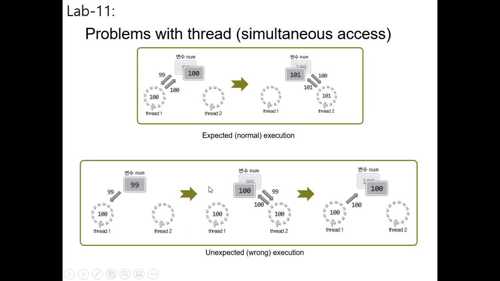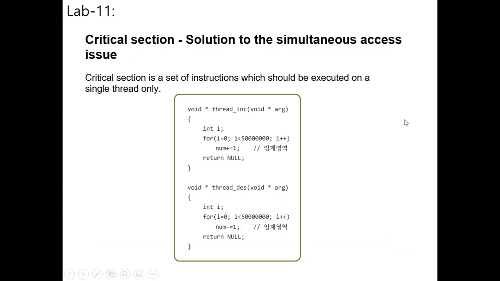So the first actions will be done at once, and then the second thread will update the value. The first thread will not know that the value has been changed to 100, and it would store the 100 as well, and we would have only +1. Instead we were expecting +2. From 99 we were expecting it to change to 101, but what we see in fact is 100. So that was the problem with simultaneous accesses, and that would be solved by critical sections.